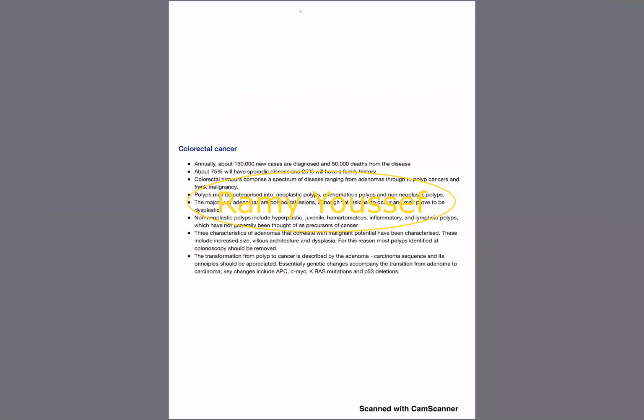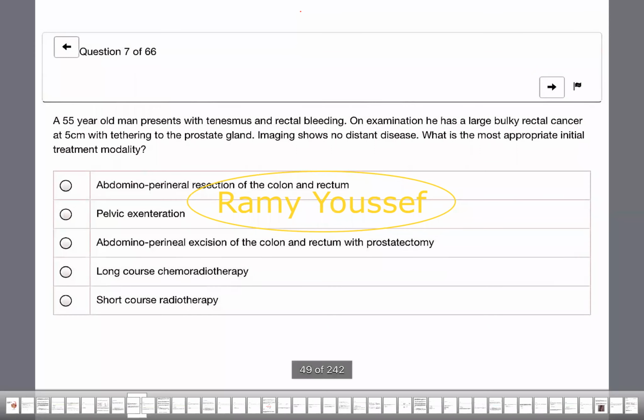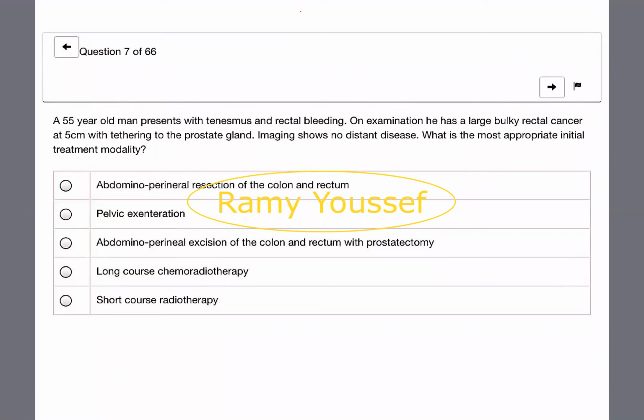Next question. A 55-year-old man presents with tenesmus and rectal bleeding. On examination, he has a large bulky rectal cancer at 5 cm with tethering to the prostate gland. Imaging shows no distant disease. What is the most appropriate initial treatment modality? A. Abdominoperineal resection of the colon and rectum. B. Pelvic exenteration. C. Abdominoperineal excision of the colon and rectum with prostatectomy. D. Long course chemoradiotherapy. E. Short course radiotherapy.